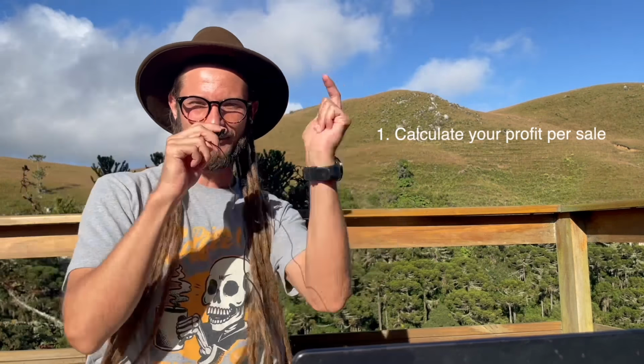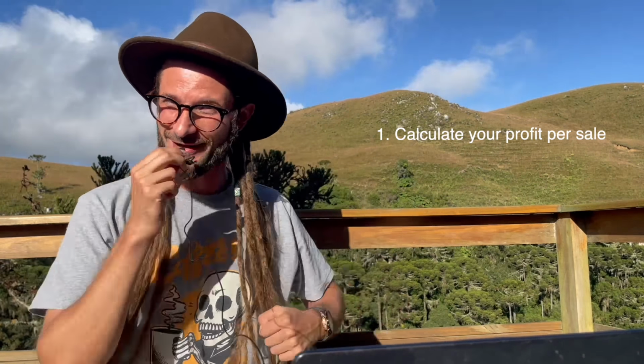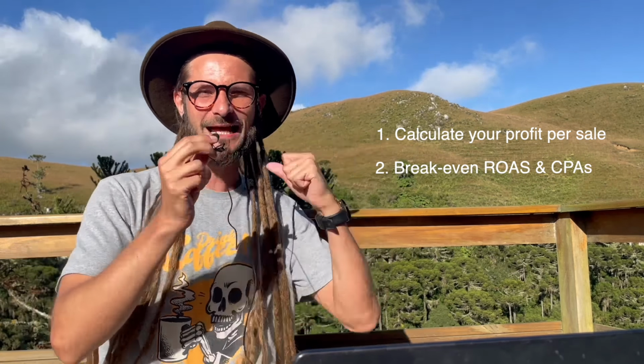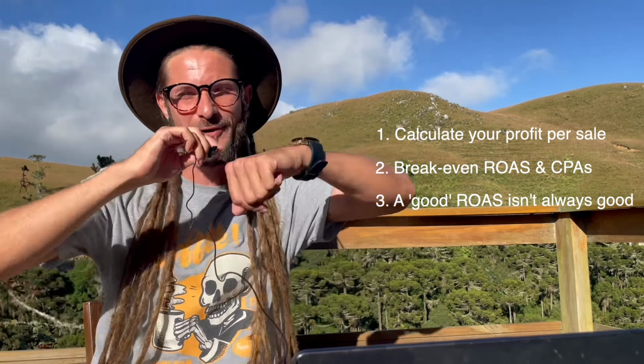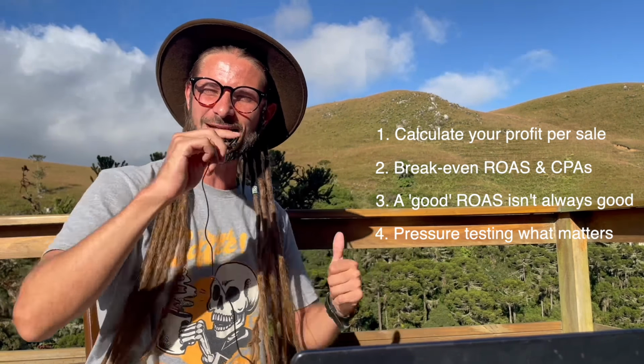Before we scale a single campaign, we need to look at break-even ROAS, allowable CPA, true profit after ads, overhead reality, and your customer lifetime value stress testing. So stick around, guys, we're going to get into it today. By the end, you will learn how to calculate your real profit per sale, not just revenue, how to find your break-even ROAS and allowable CPA, how and why a good ROAS can still lose you money, and pressure test overheads and customer lifetime value properly.